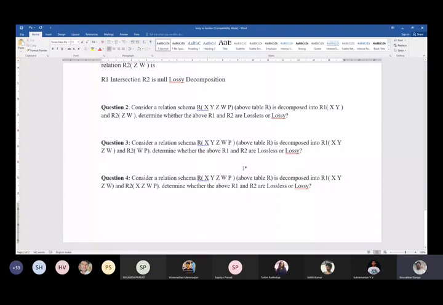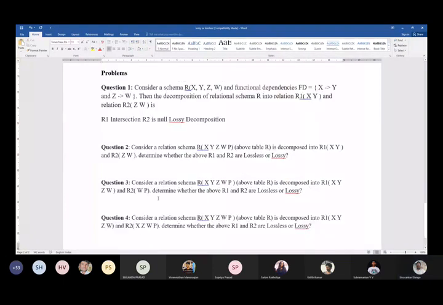not null, right? R1 intersection R2, the intersection value is going to be W, which is not null. Now you need to check whether W can determine either relation R1 or R2. W cannot determine either R2 or R1. So it's going to be a lossy decomposition, right? So that condition is not met in this case.